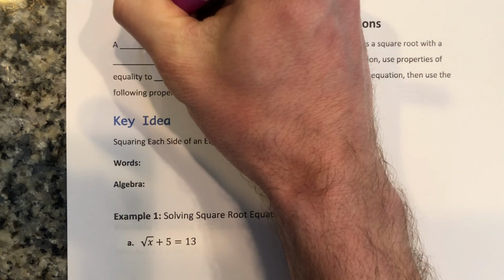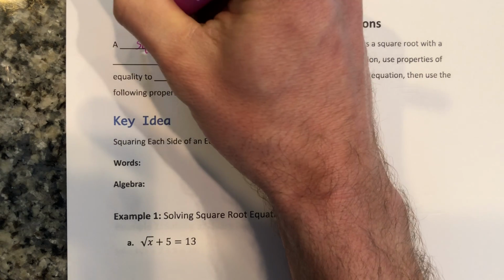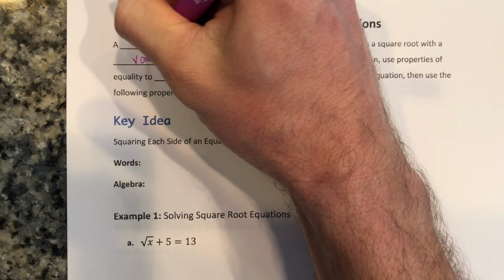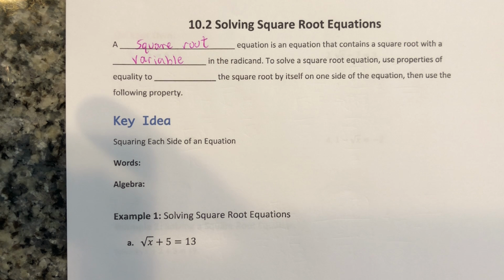So a square root equation is an equation that contains a square root with a variable, usually x, right? But with any type of variable in the radicand, so underneath the square root symbol.